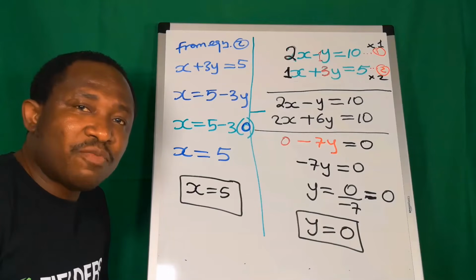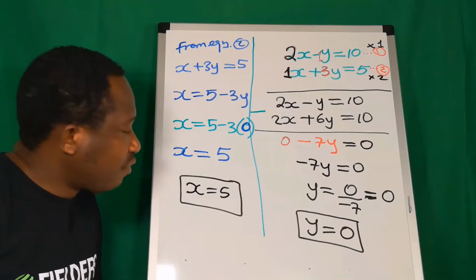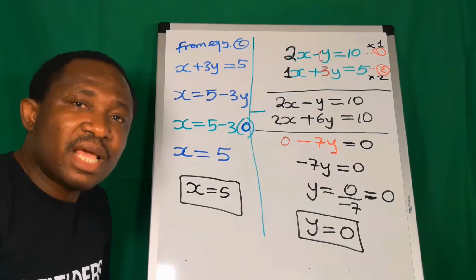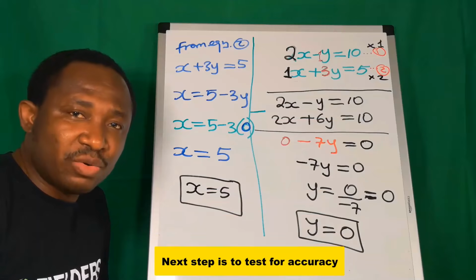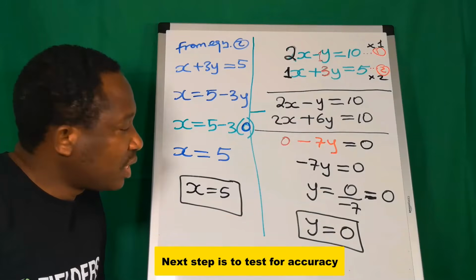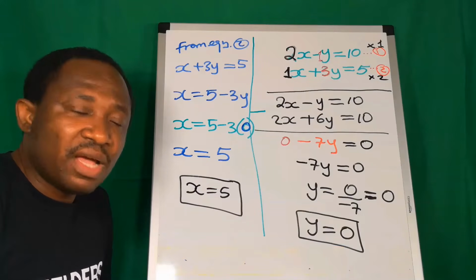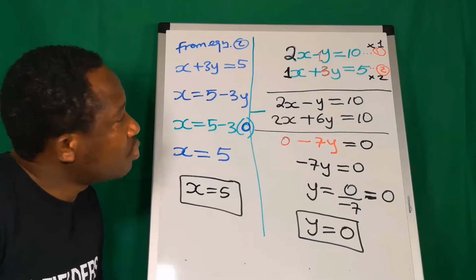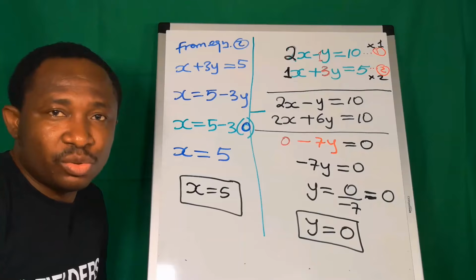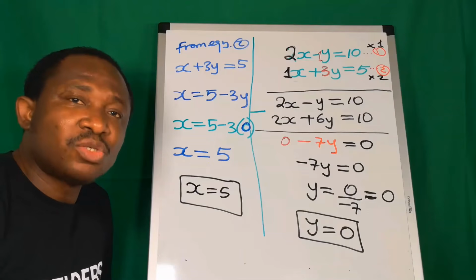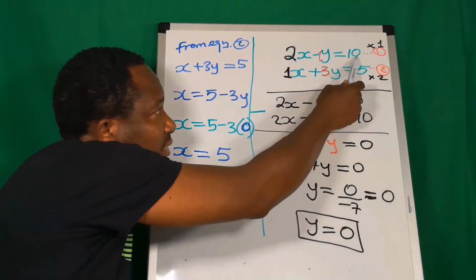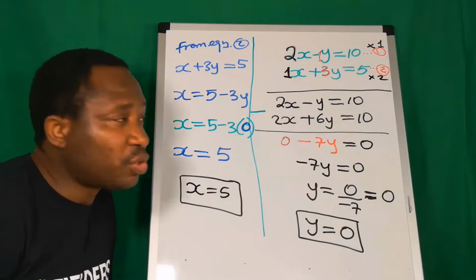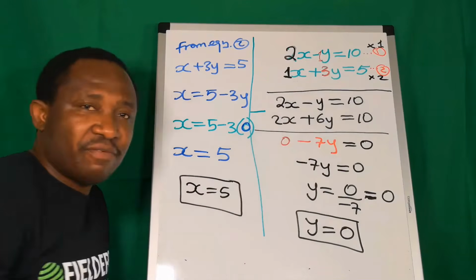Now that we have obtained the value for x and for y, next we need to test for accuracy. We're going to substitute x equals 5 and y equals 0 into equation 1 and equation 2 respectively. For equation 1, you are going to get 10, and for equation 2, you are going to get 5.